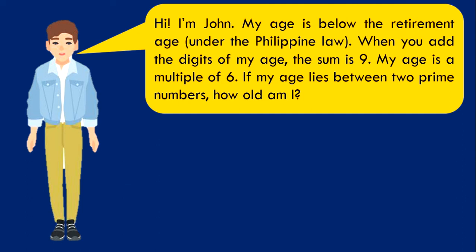Next one, we need to identify the age of this person, given these statements. Hi, I'm John. My age is below the retirement age under the Philippine law. When you add the digits of my age, the sum is 9. My age is a multiple of 6. If my age lies between two prime numbers, how old am I?